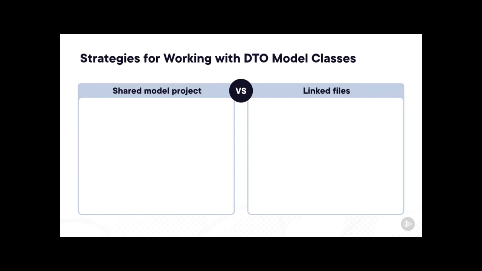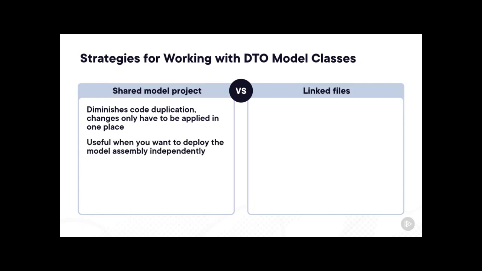A technique that's often used for working with DTO model classes is a new project, say movies.shared. That would then contain the DTO classes. Both the client and the API would reference this project. This diminishes code duplication, and it ensures that changes only have to be made in one place. It's also useful when you want to be able to deploy the model classes independently.